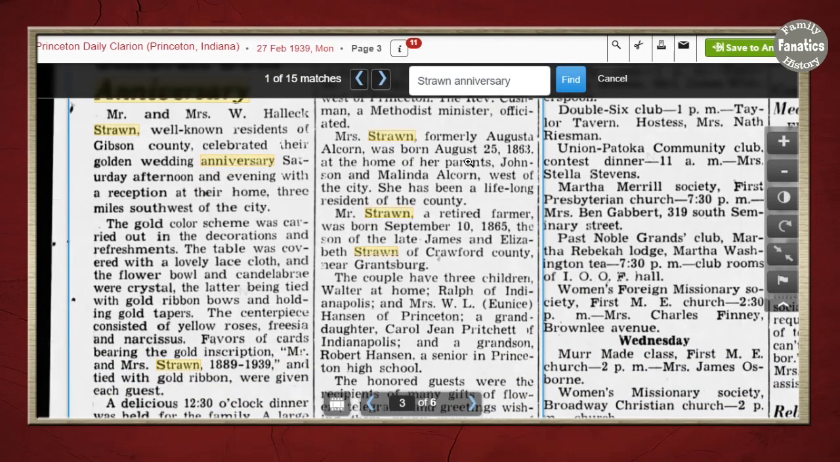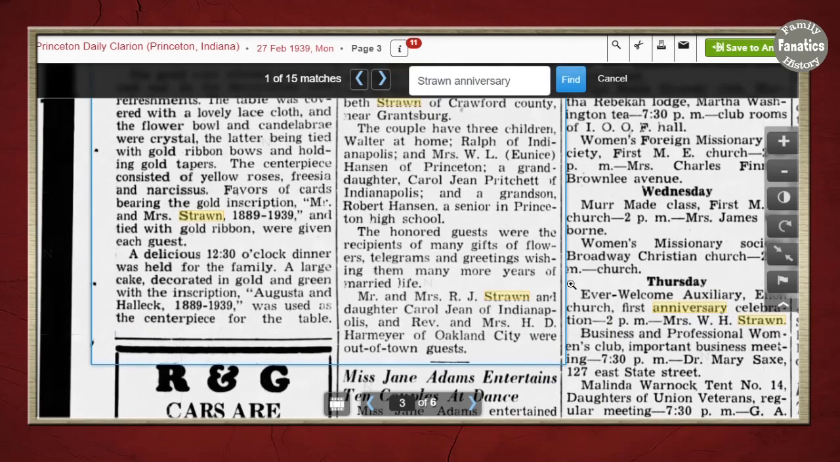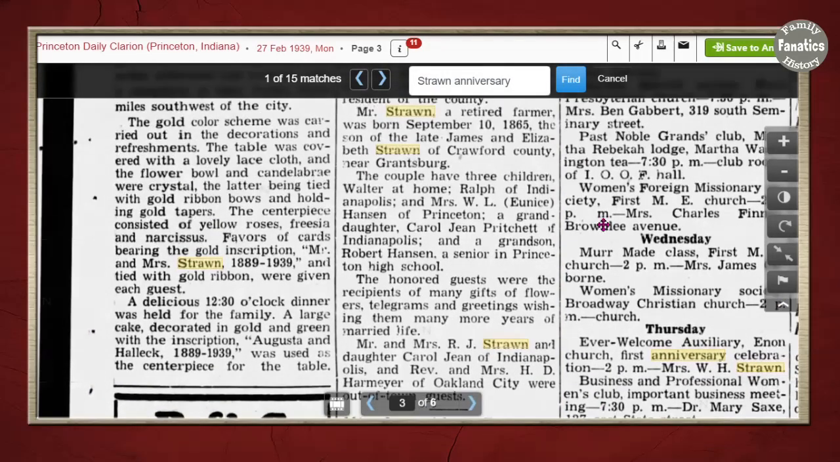You can also see where she was born. We know her first name and her maiden name and where she was born, and the name of her parents. So these are great articles when you can find it. Additional names of their children and their grandchildren and so forth.